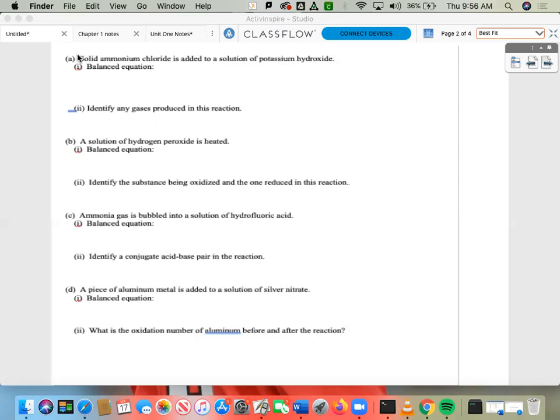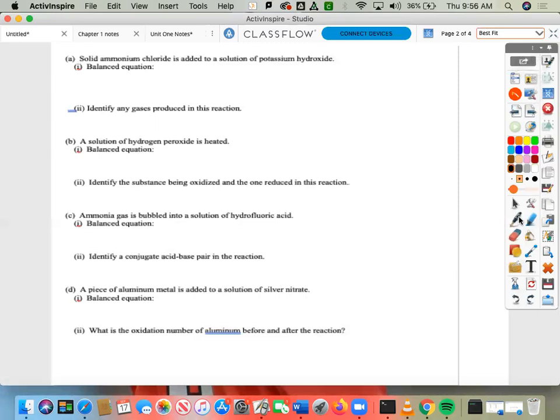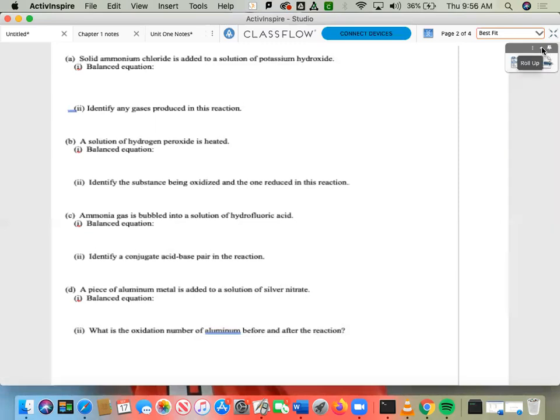These reaction predictions. The first one here says solid, and that's why we read these, because it says solid ammonium chloride. Let me get my pen out here. So again, I know ammonium chloride is soluble in water, but it was added as a solid, and so ammonium chloride would be a solid. Is added to, see, you can see we have words here that matter. A solution of potassium hydroxide. So that's KOH, that is aqueous. Okay.